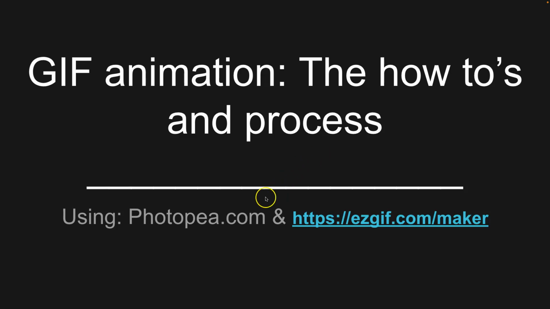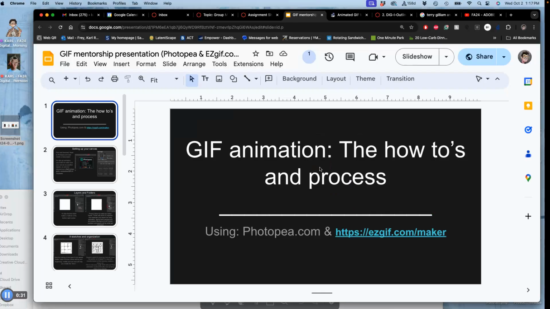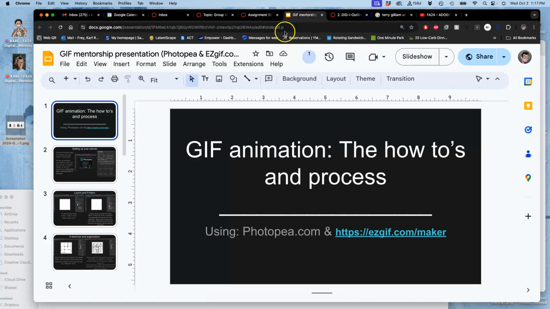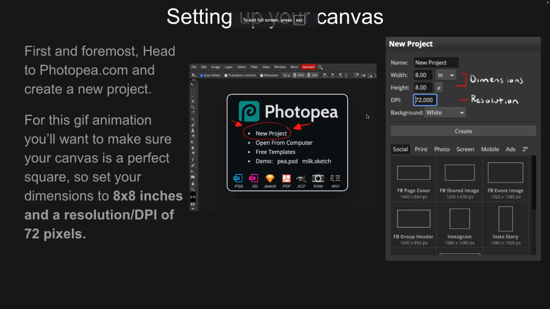So using Photopea along with this new site, which is called easygif.com maker. That site looks like this. It's pretty straightforward. They are going to talk you through how to turn your rough storyboard sketch into an animatic, and basically how it works with these programs.